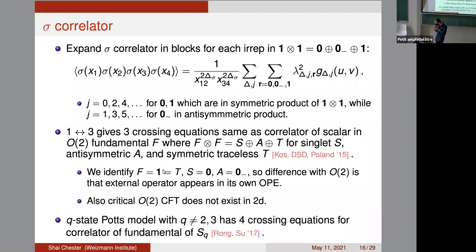Finally, I'm just talking about Q equals 3, but you could similarly look at the four-point function of the charged operator for general Q. In that case, there are four crossing equations, which was worked out by Wang and Su in 2017. There are only two special values of Q which have fewer than four equations. One of them is Q equals 3, which is what I just described. The other case is Q equals 2, which describes the Ising model, in which case of course there's just one crossing equation. So there's something very special about Q equals 3 relative to any other real value of Q.